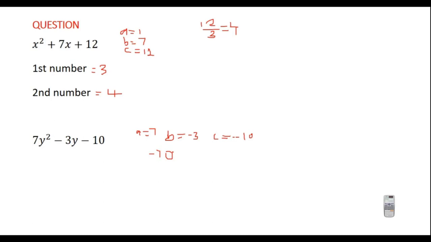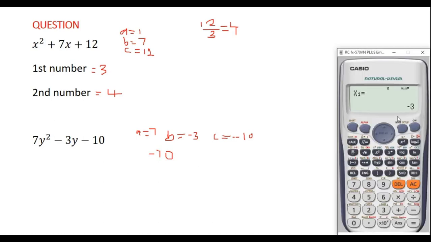Now you go on to the calculator and punch the equation in. As I said, you press mode, you pick the fifth option, then you pick 3, which is quadratic equation. So A is 7. You press 7 and press equal to. B is negative 3, so you press negative 3, press equal to. C is negative 10, so you press negative 10 and press equal to. Then the final equal to.